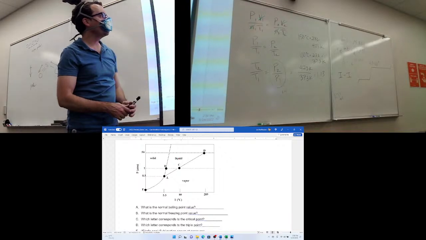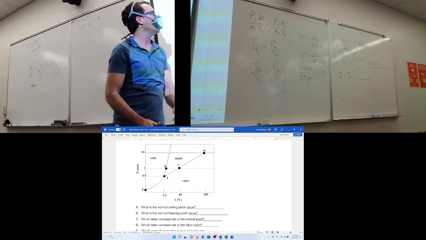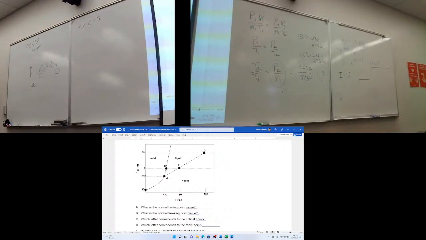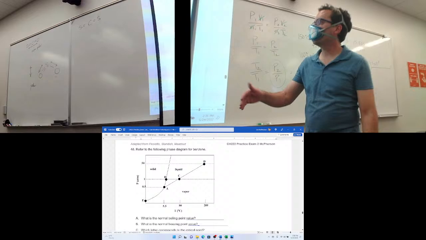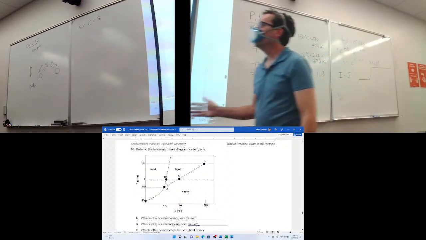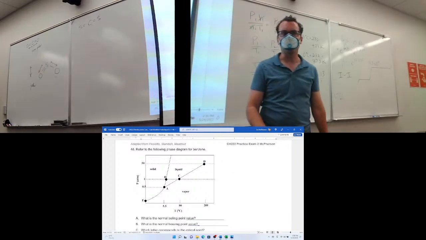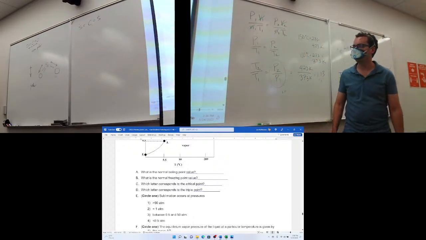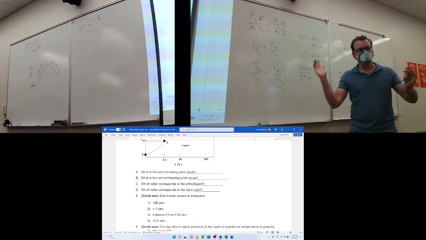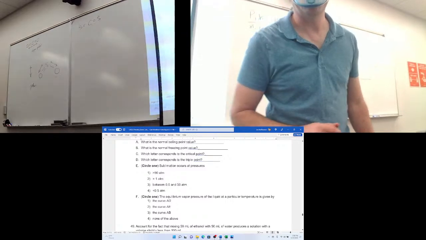Which letter corresponds to the critical point? That's D. Triple point. That's A. Sublimation occurs at what pressures? Sublimation is solid to gas, solid to vapor. It can only occur along this line here, the solid to vapor transition. So it has to be below 0.5 atmospheres for it to occur. And that is 4, less than 0.5 atmospheres. If you're on the exam and you forgot which symbol, less than or greater than, is which, let me know. I will try to remind you.